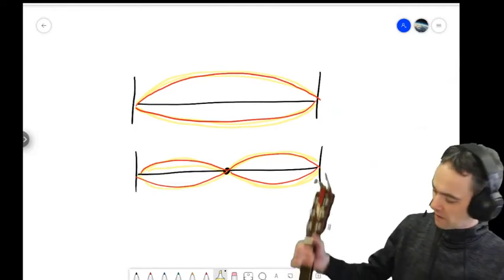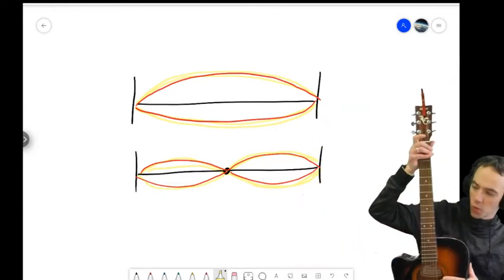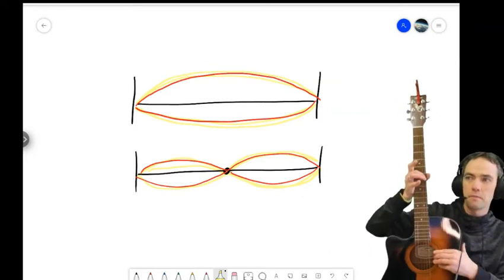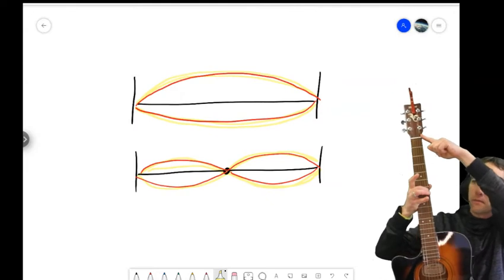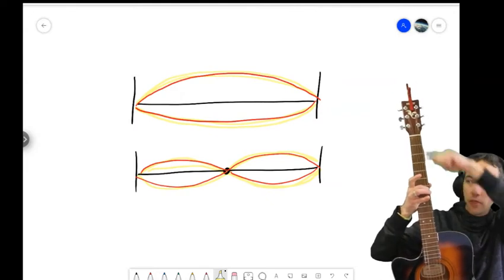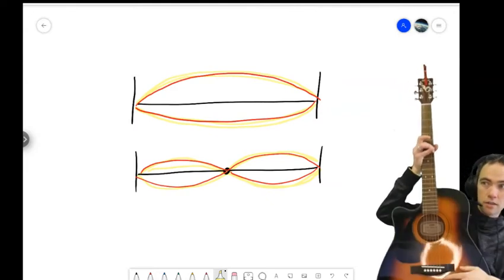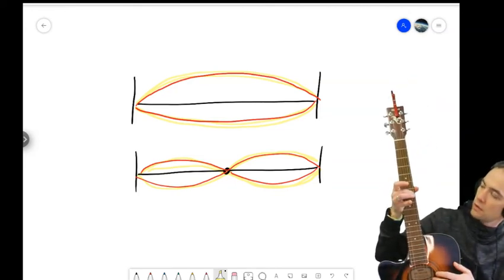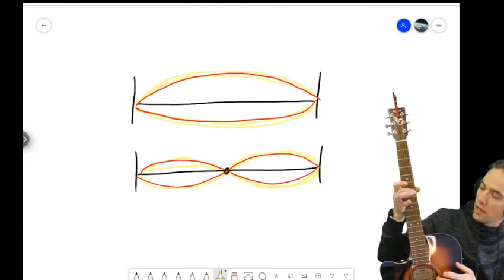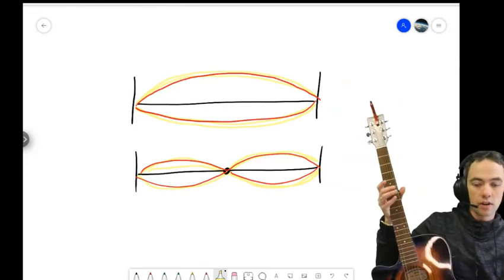Well, what if I was to put my finger exactly 1/3 of the way up the guitar neck? So like right here. In other words, the distance from here to here is exactly 1/3, and from here to the bottom is 2/3. Yet again, we're hearing another sound.